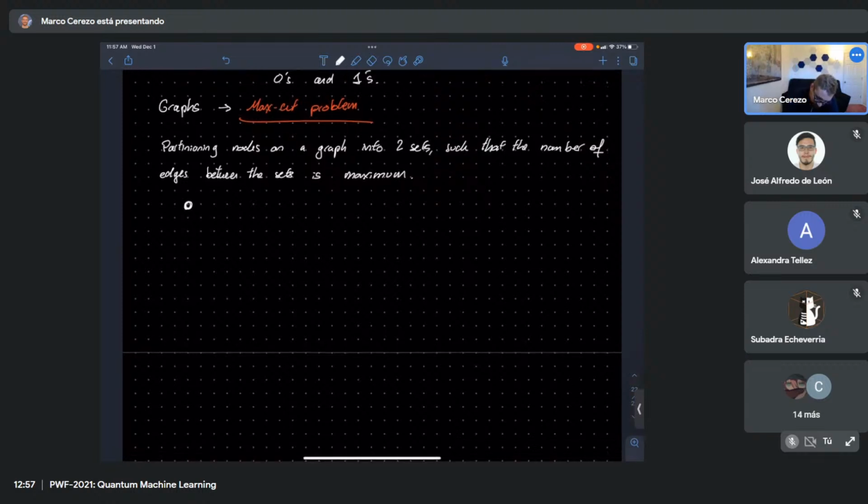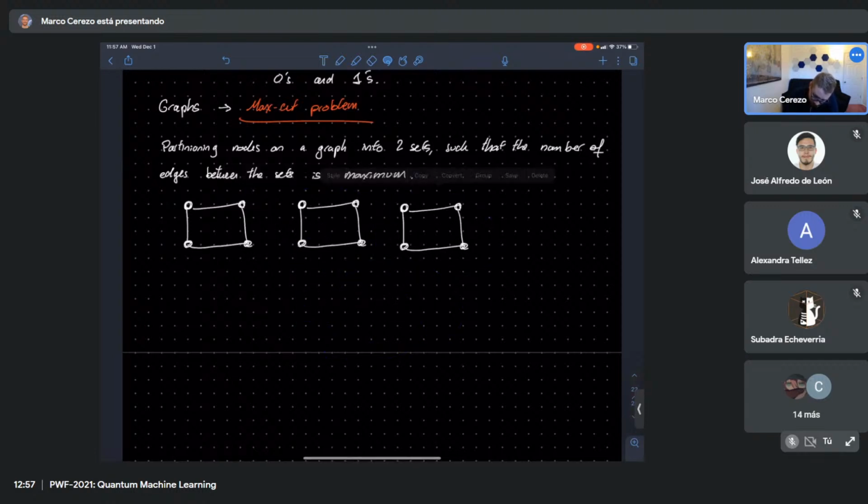Graphs are defined in terms of nodes and edges. So let me copy this 4 times because we're going to use it 4 times. So this is the graph that we're going to be considering. It has 4 nodes and 4 edges, right?